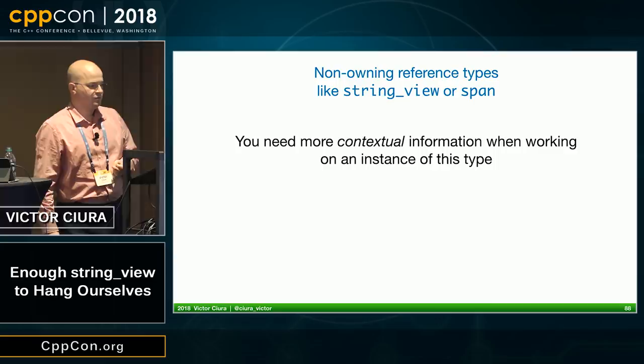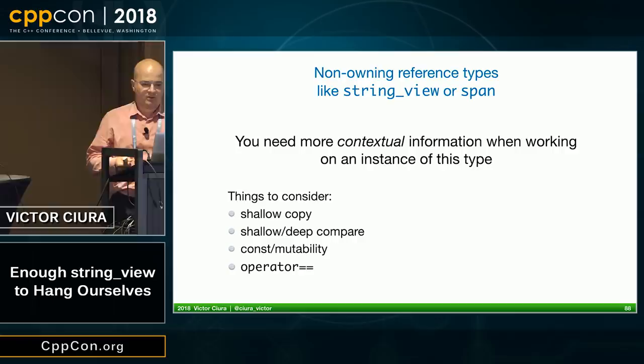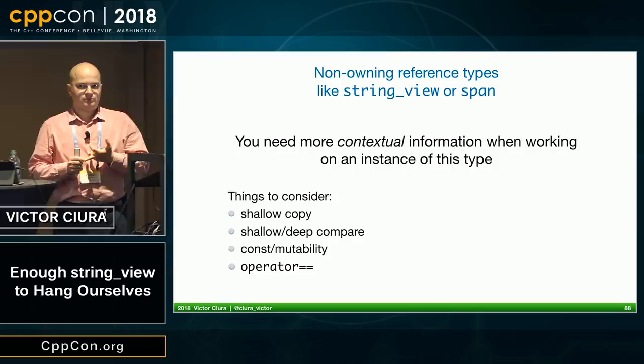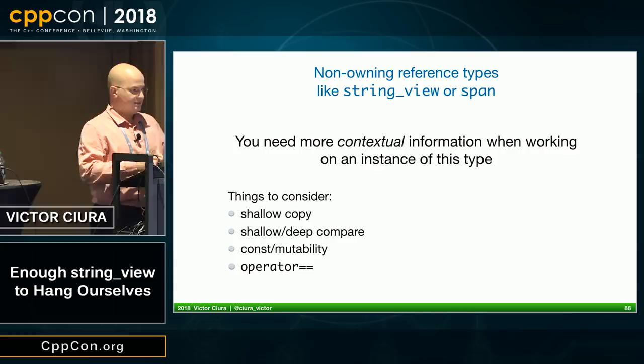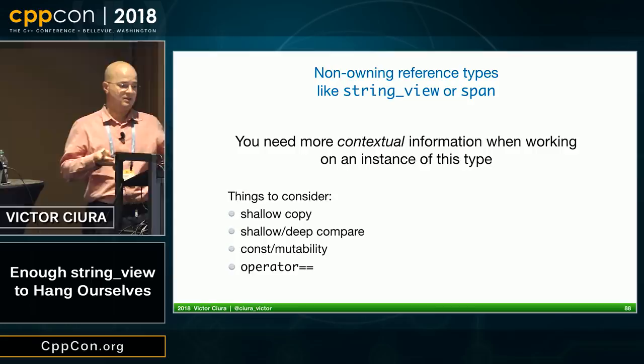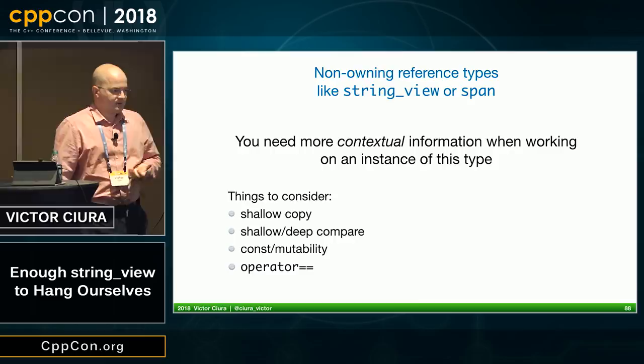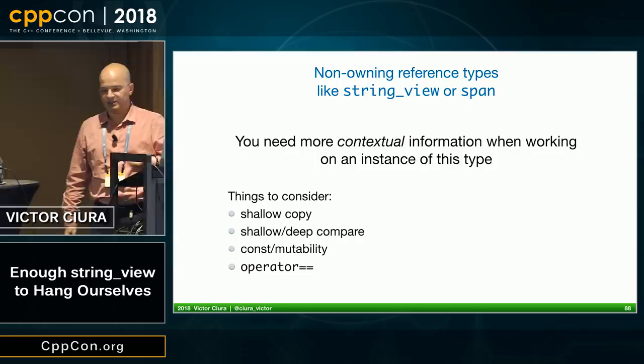So you do need contextual information around that string view. Things you need to consider are: do we perform shallow copies? Do we perform deep comparisons? Is it mutable or not? For example, string view is not, span is. Does it provide a comparison operator or not? Should it provide a comparison operator or not? These are the questions that come up frequently when discussing span, for example.